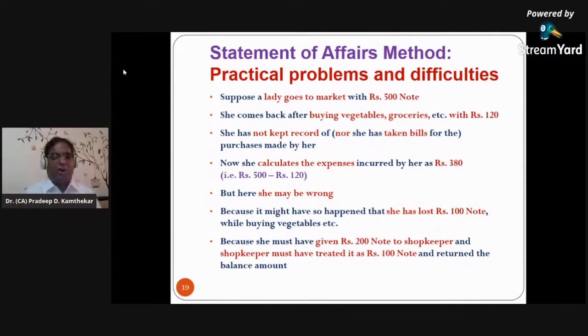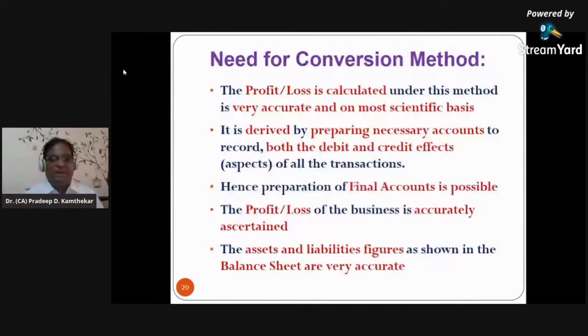Now, let us go in a proper way to encounter this problem, that is why we have to go for this conversion method, which is the very scientific and accurate method. The profit and loss calculated under this method is very accurate and it is on the most scientific basis. You will come to know why it is so. It is derived by preparing all the necessary accounts and by giving both the debit and credit aspects and effects, which is a must in double entry bookkeeping system.